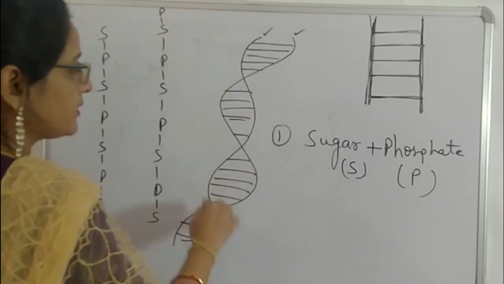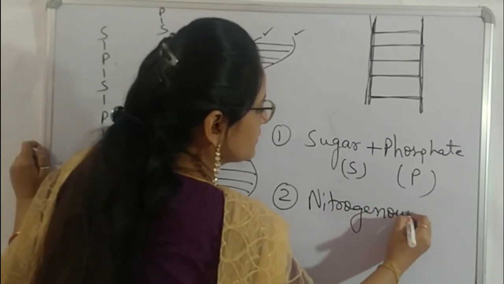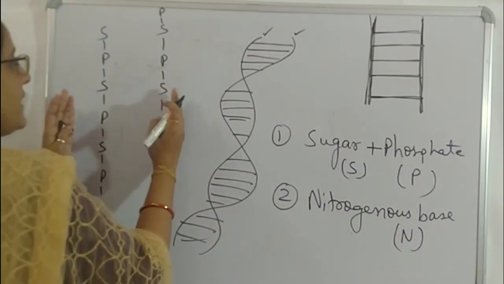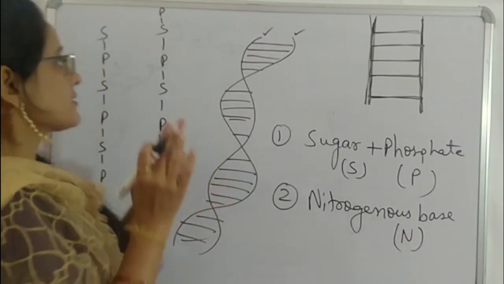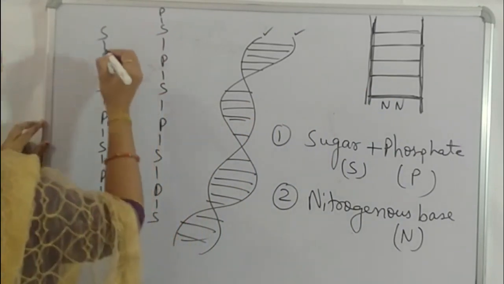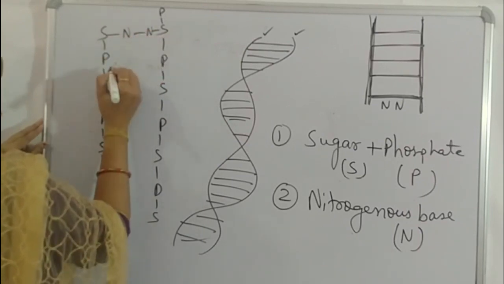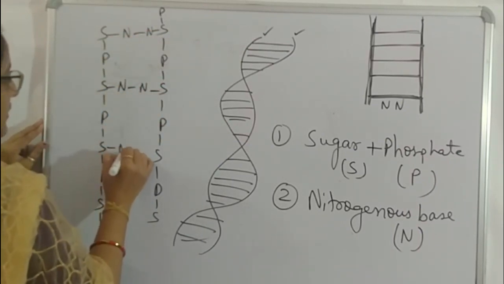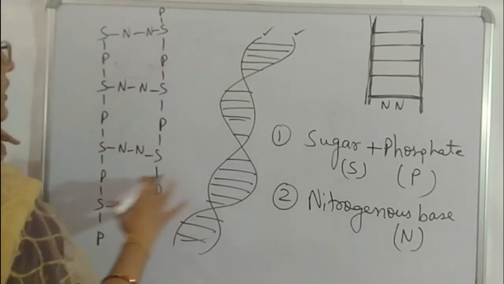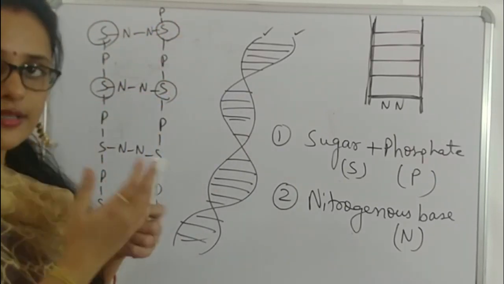Now what about the middle component? This middle component is made up of nitrogenous base. Let's use N for nitrogenous base. Now these two strands are joined together with the help of two nitrogenous bases. That is, these steps in our DNA are made up of 2N. And the N is joined to sugar. So, N. Now over here also N. So the main hero or heroine of this structure is S. Our S is holding everything. S is attached to P as well as S is attached with N.